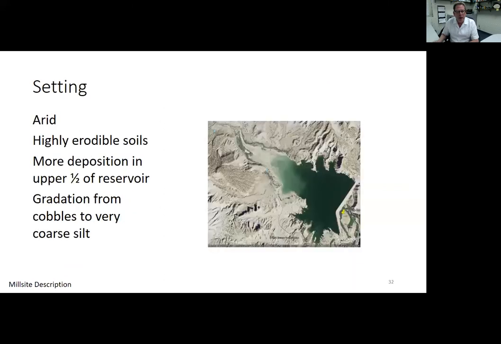The setting, an aerial view from Google Earth. You can see that it's in a very arid area. The soils there are highly erodible. You can see a sediment plume going into the reservoir, and the upper one half of the reservoir has a lot of sediment there. The gradation is from cobbles to very coarse silt.